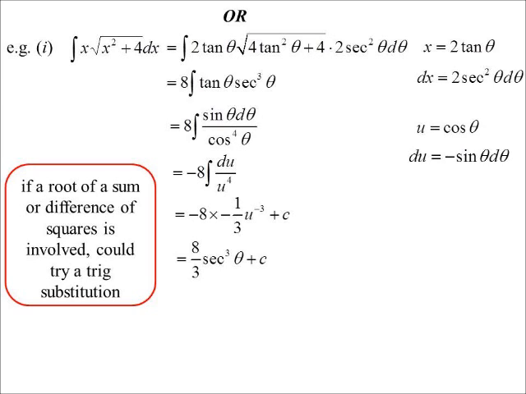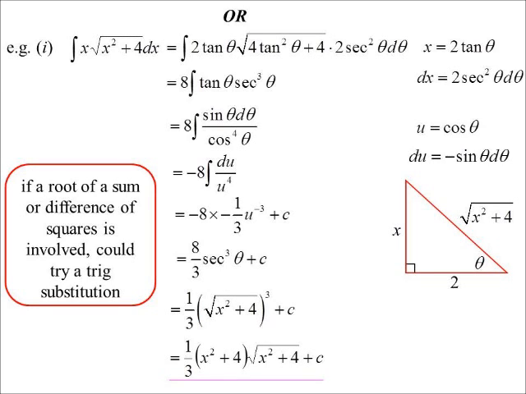But this is in terms of theta. We want it back in terms of x. So if I draw up a triangle, now we know that tan theta is x on 2. Bit of Pythagoras. We get square root of x squared plus 4. I can now substitute back in for sec. Sec is hypotenuse over adjacent. So we end up with sec cubed, so the square root of x squared plus 4 cubed over 2 cubed, which is 8, cancels with the 8 on the top of the fraction, and we get a third root x squared plus 4 cubed, which is, of course, the same.